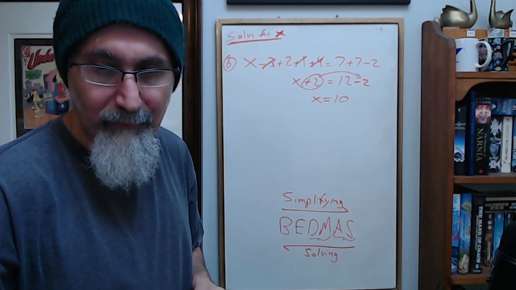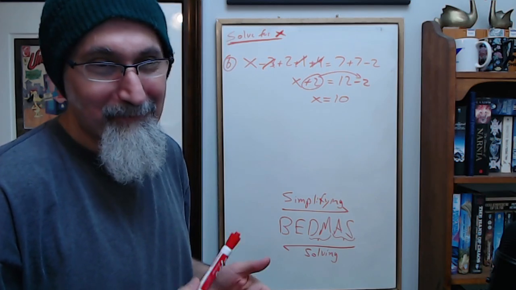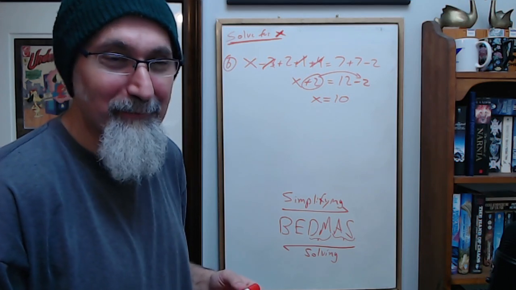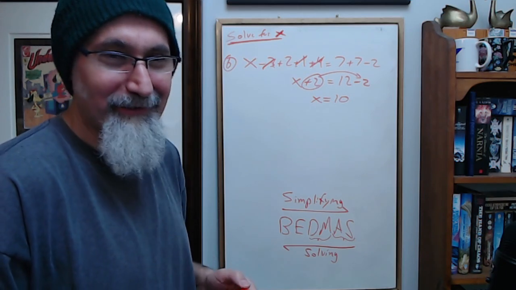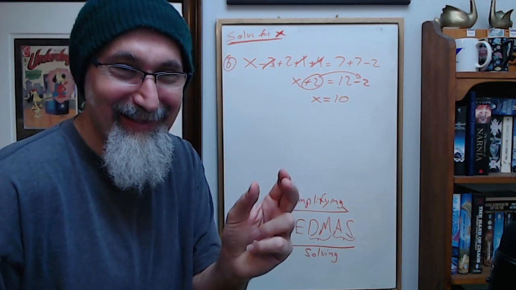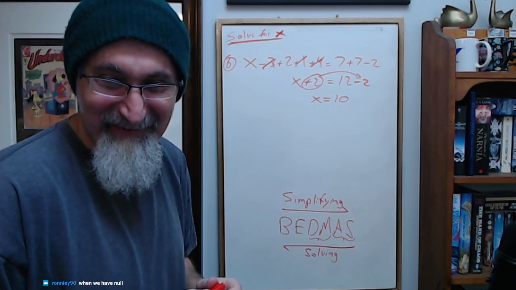Student: Why do numbers kill each other? They're at war. They cancel each other out. I know, I say kill. Maybe I should be saying cancel, but it's a shorter word, fewer letters, when we have null.